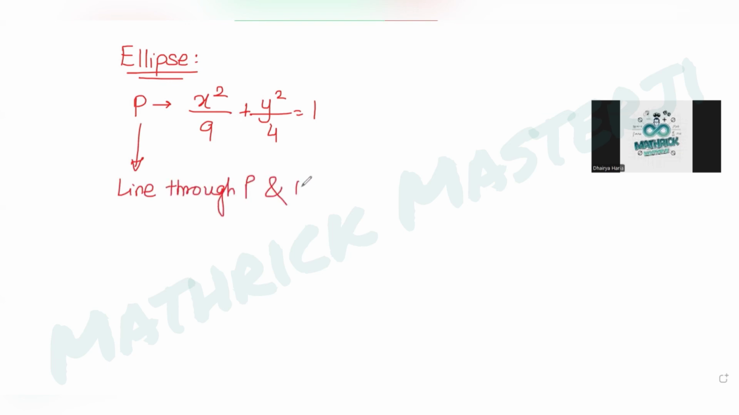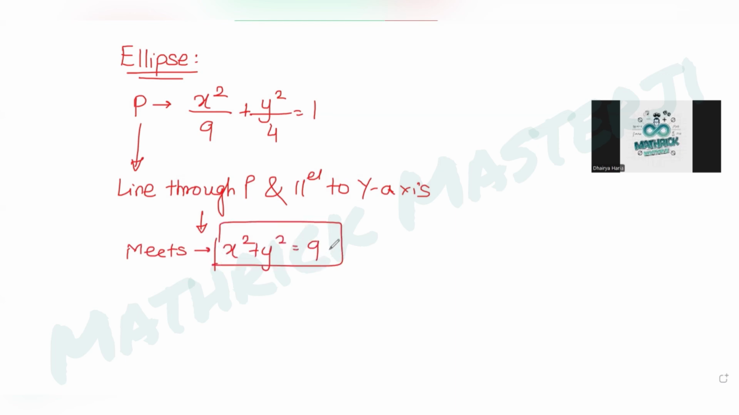And it is also going parallel to the y-axis. This same line meets a circle given by the equation x square plus y square equals 9. When it meets this circle, it meets at point Q, and they have given us that P and Q are on the same side of the x-axis. So that is given to us.